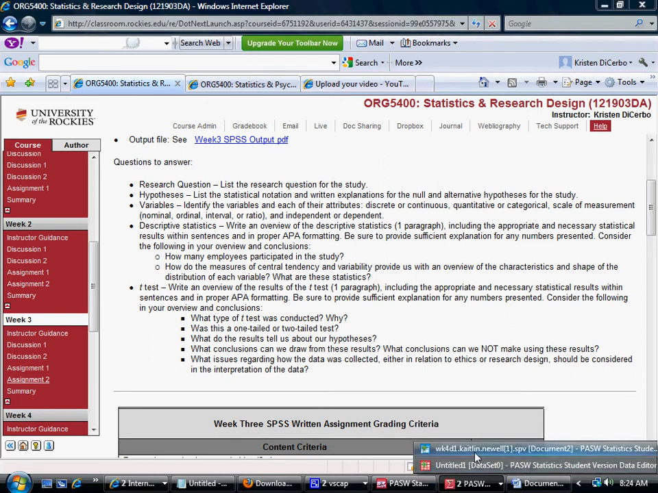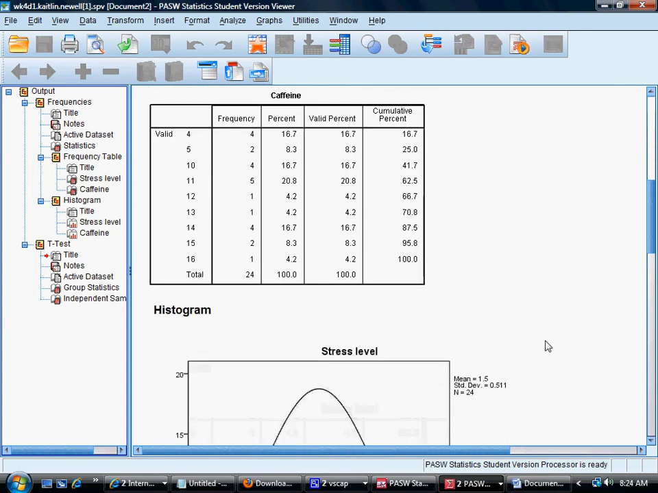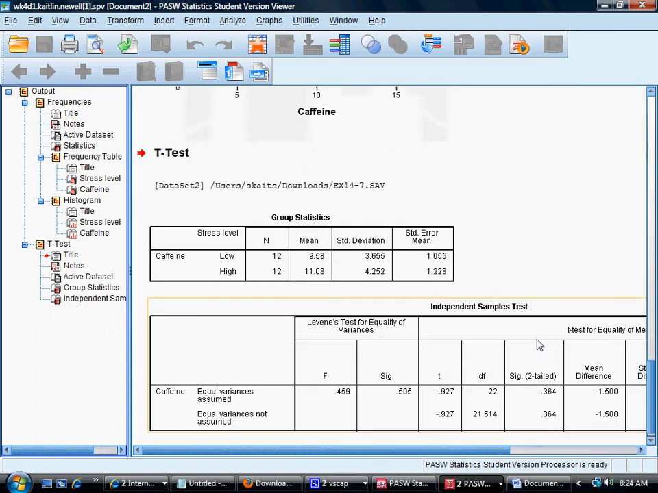So in my output here, I'm going to look at this and say, this study looks at whether two levels of stress, low stress versus high stress, consume different levels of caffeine. So when I go down and look at my t-test results, I see two different groups here, two different tables, and just as you will in yours. The first table tells me the low group had an average caffeine consumption of 9.58 drinks.